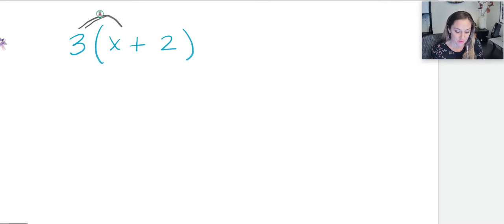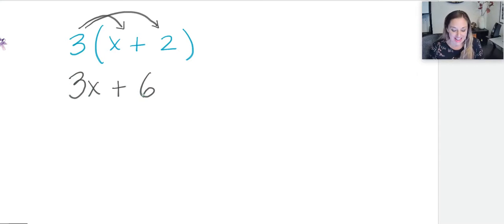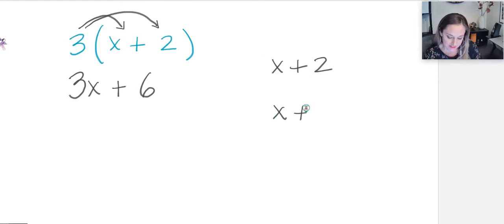So for example, if you have 3 times x plus 2, you'll do 3 times x, which is 3x, and then 3 times positive 2, which is positive 6. And let's think about that. If you have 3 groups of x plus 2, you have x plus 2, x plus 2, and x plus 2. You have x plus 2 3 times, okay?